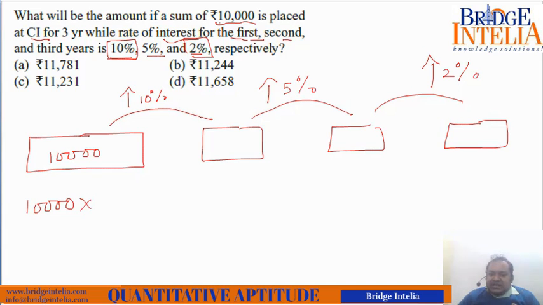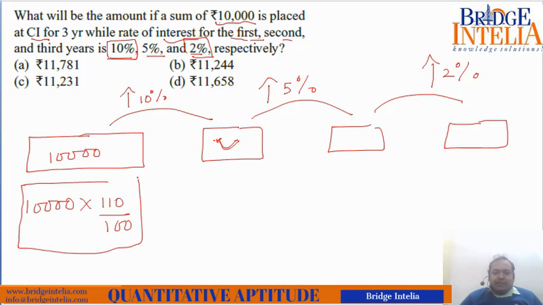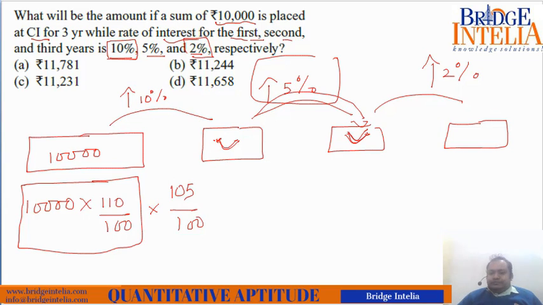First year, it was increased by 10%. To find the final value after 1 year, so 10% increase. So 100 plus 10, 110 by 100. So this is the value up till now. To find the value next year, you have to take into account this change. This change is of 5%. So 100 plus 5, 105 by 100. So this value is the value up till now.